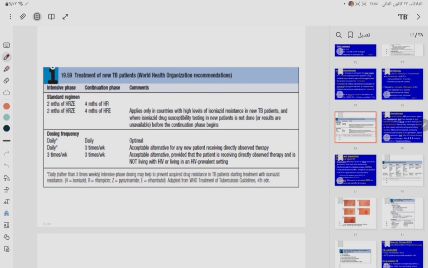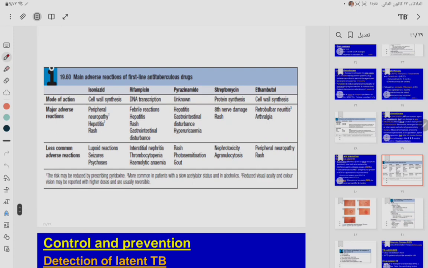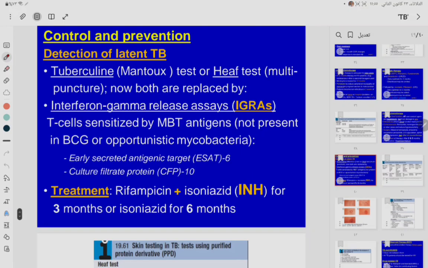Next. Control and prevention: detection of latent TB, with the tuberculin test or the Heaf test. What's the difference? Tuberculin, as you said, is an intradermal injection, just one prick. The Heaf test is a gun done on the flexor surface of the forearm, with five needles. Anyway, both of them are now replaced by IGRAs, interferon gamma release assays, the QuantiFERON Gold that you probably heard about.